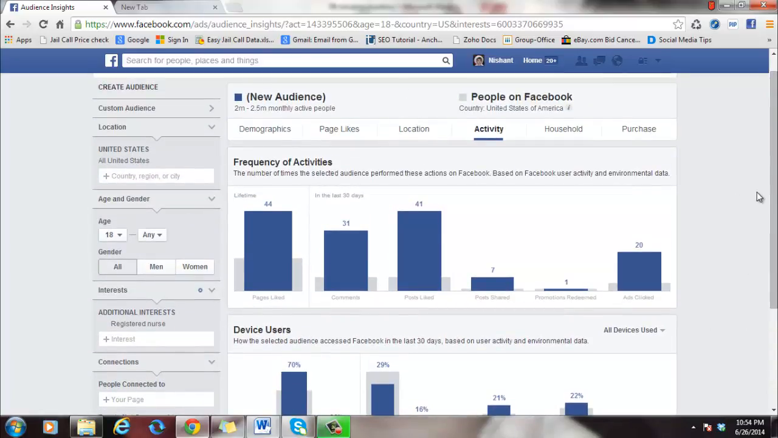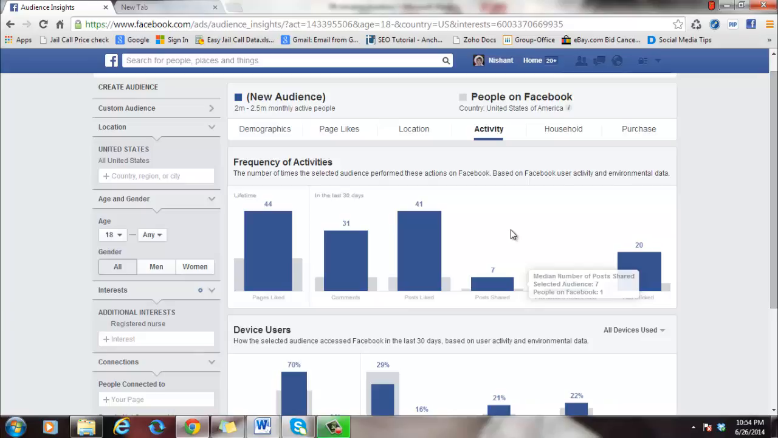Now the other thing that you would also find out is the amount of activity in this particular niche. As you can see over here, on an average 44 pages liked in the last 31 days, and people in this particular niche have made 31 comments on an average. That tells you that a person in this particular niche is making a comment every day, so that means that they're fairly engaged. 41 posts liked, 7 posts shared, and these are the average numbers. Some people do it more than this, some people do it less than that.